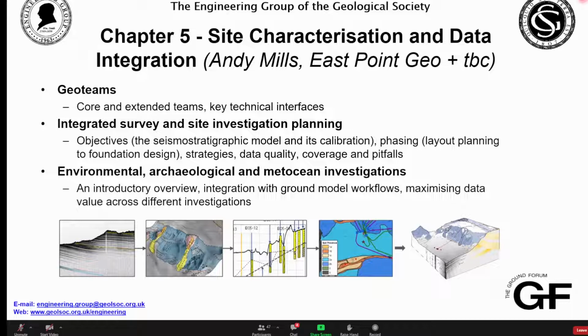And we'll touch on different aspects of environmental, archaeological and metocean investigations. So this isn't going to be a textbook on those topics, but it does explain the importance of those topics, why you need to consider these factors in planning a development, and also some of the value that you might gain from integrating with those disciplines, sharing data, and using the interpretations from those different workflows to develop the ground model. Next slide, please, Chris.